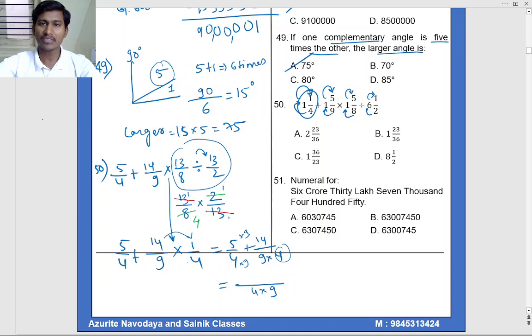How much we have to multiply? 5 nines are 45. 45 plus 14. So what will be the answer? That is 59 divided by 36.